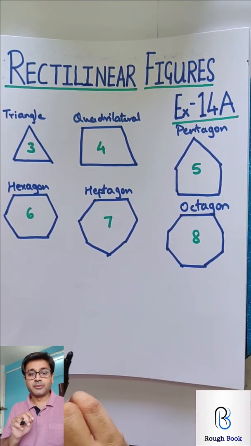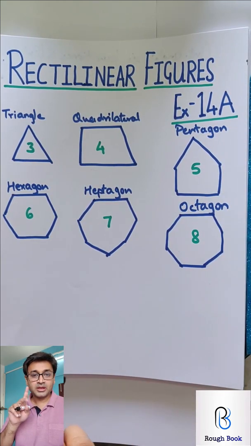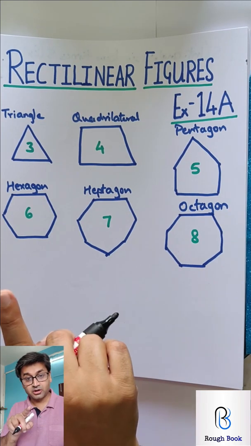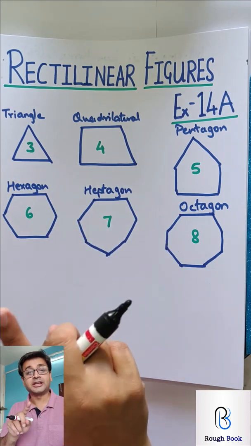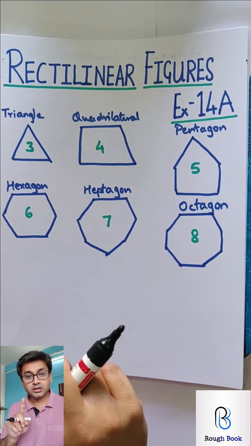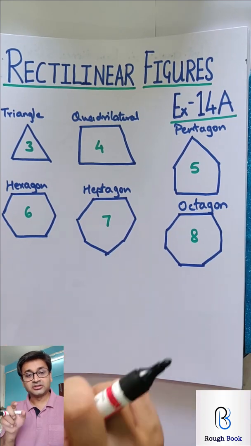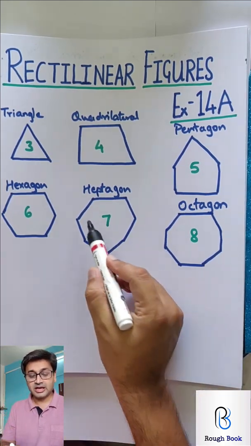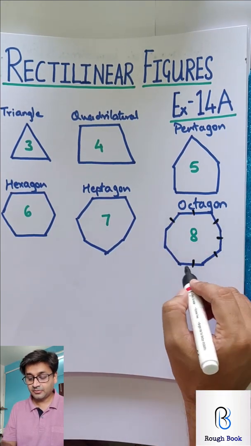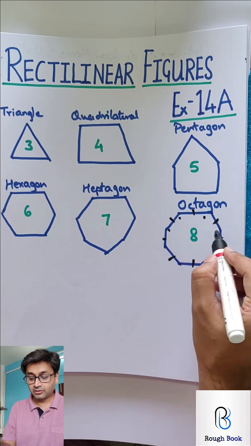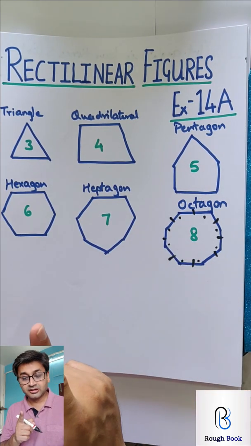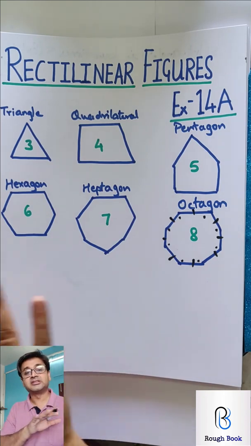Two terms you need to remember: regular, irregular. If they say regular polygon, that means all sides of that polygon and all angles of that polygon are equal. I am repeating it. If they say regular, then all sides and all angles of that polygon are equal. For example, if they say regular octagon, that means all these sides are equal and all the angles here inside also are equal. Are you getting it? But if they say irregular, that means the sides and the angles are not equal.